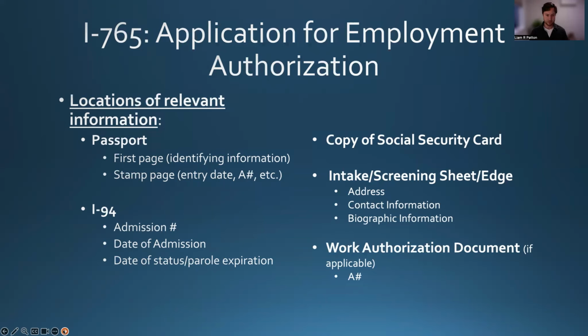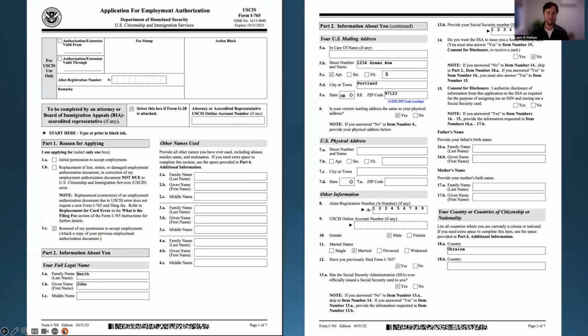All of the information you'll need for that is the same documents that you'd use for the I-821: passport, I-94, intake or screening sheets, social security card, and work authorization document if applicable. This form is quite a bit shorter, but Part 1 is just asking if this is an initial application for employment authorization or a renewal.